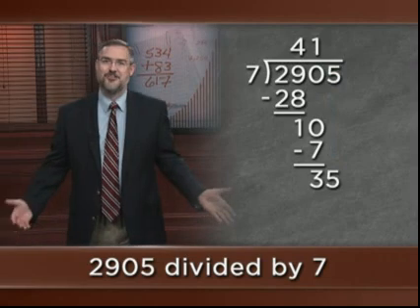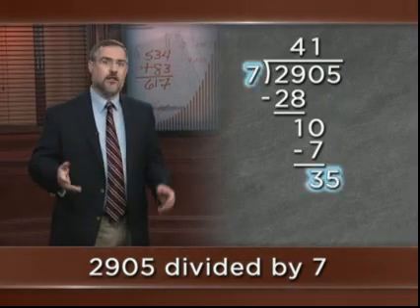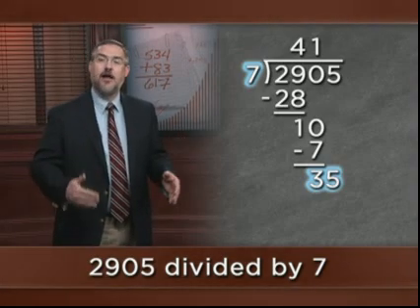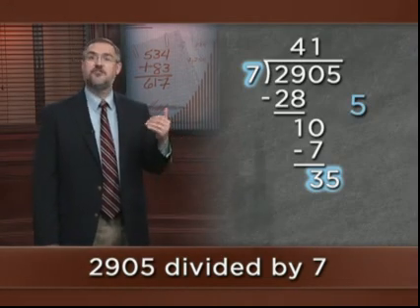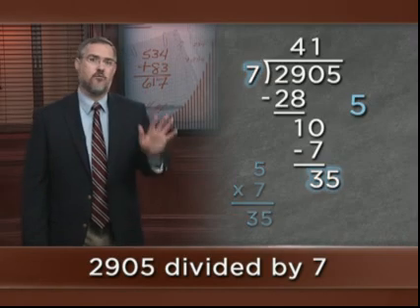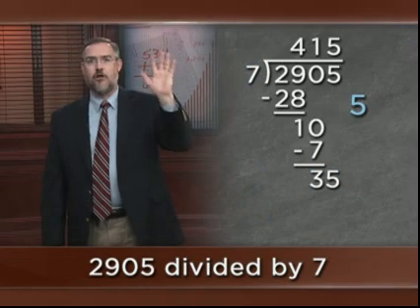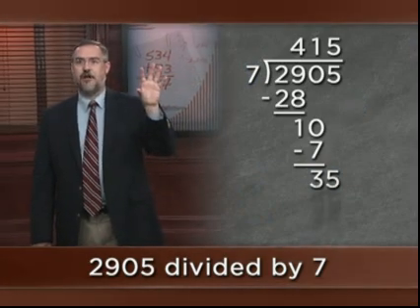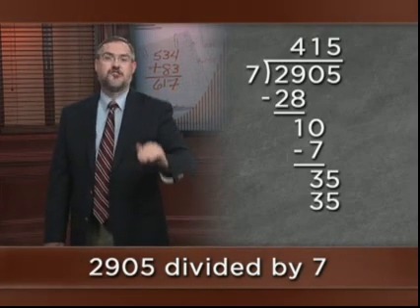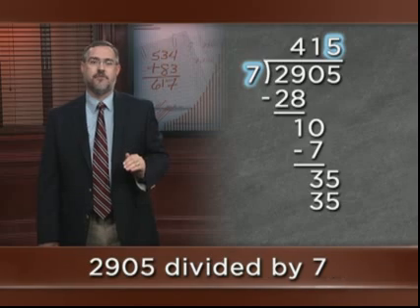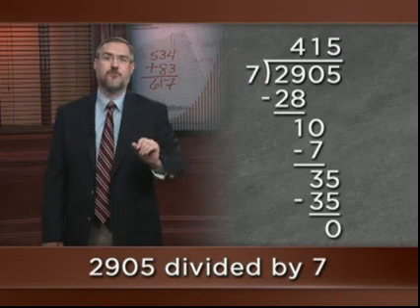And now I ask the same question again. How many 7s are there in 35? Well, if I know my multiplication facts quickly, I know that there are 5 7s in 35, because 7 times 5 equals 35. So I write a 5 in my answer after the 4 and the 1 that are already there, and I place a 35 underneath the 35 at the bottom of my work, since 5 times 7 equals 35. Subtraction of those two 35s is going to just give me 0. 35 minus 35 is 0.